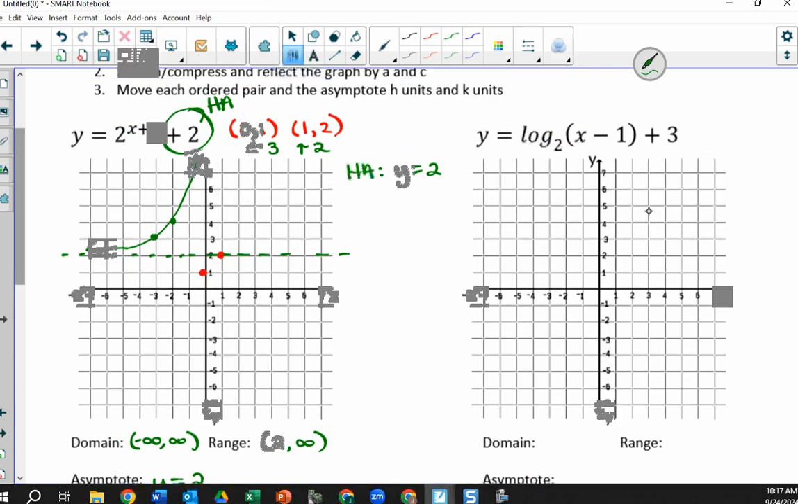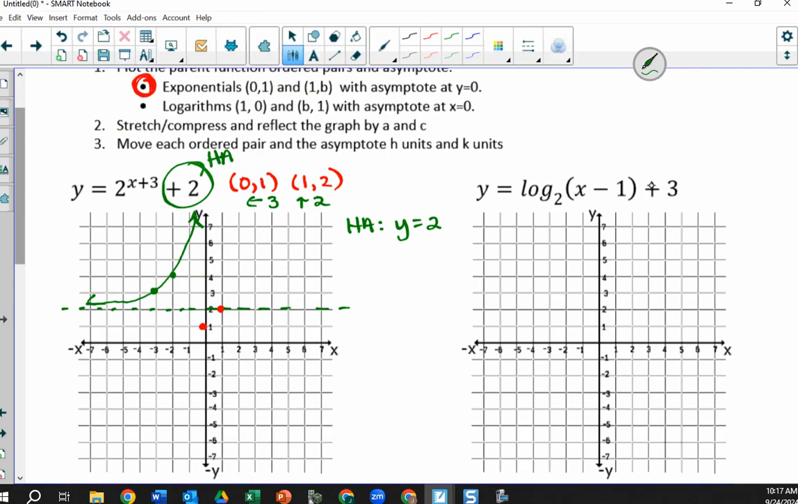Let's try the log one. You're going to make more work than you need to. You don't really have to know anything about logs to be able to graph this.